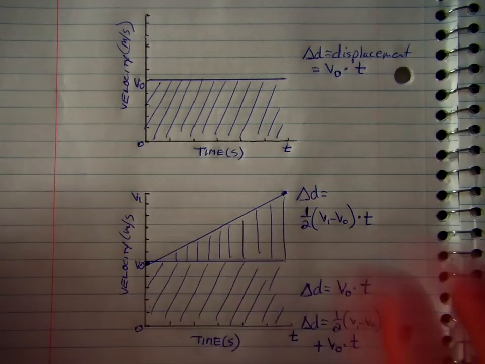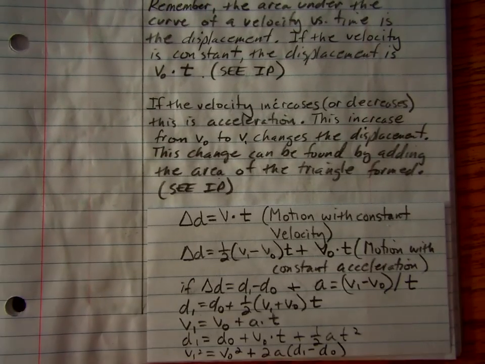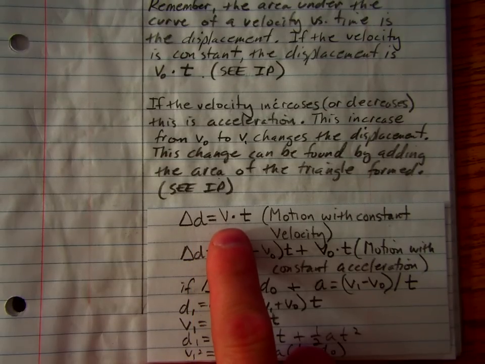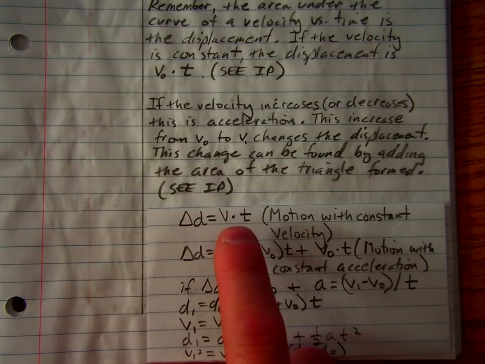So let's move over to our last note on the right hand side, last note on this page. Go ahead and write that down. Now, this equation or relationship, delta d equals v times t, is the relationship that we developed from the middle graph on the previous page. It's the area of the rectangle. V is the height, t is the width of that rectangle.